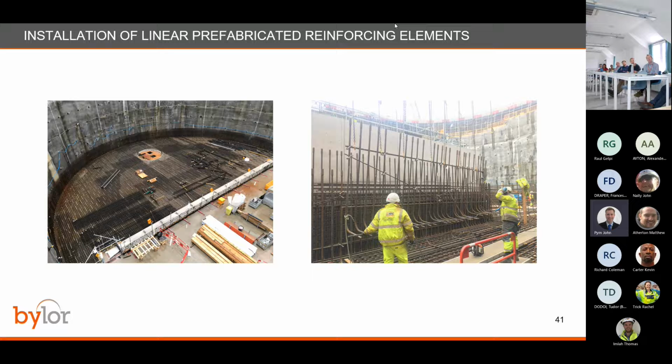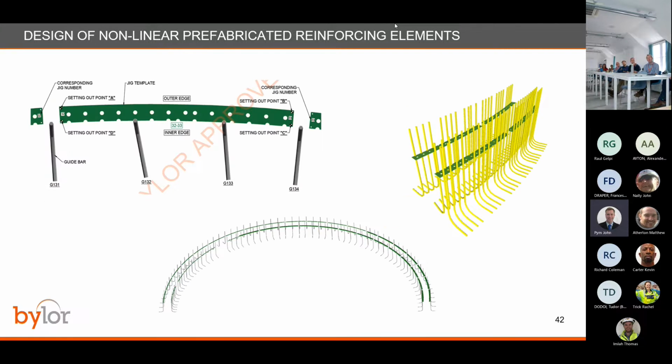But we also started looking at trying to do our vertical elements as prefabricated units. So that's a linear prefab cage for starter bars. And you can see in that picture there, it's going in before the top mat. And we did that pretty much all of the raft edges and all of the internal walls, bar a few tricky bits.